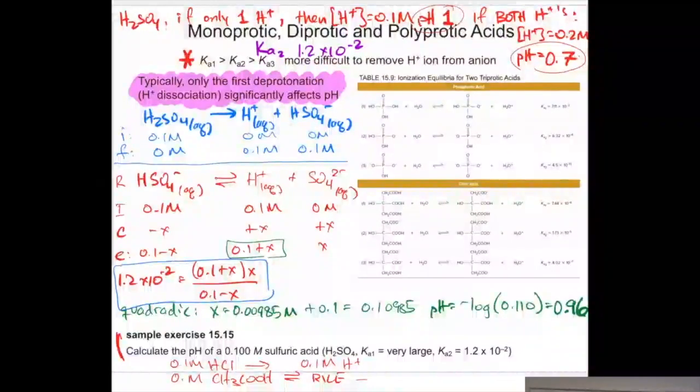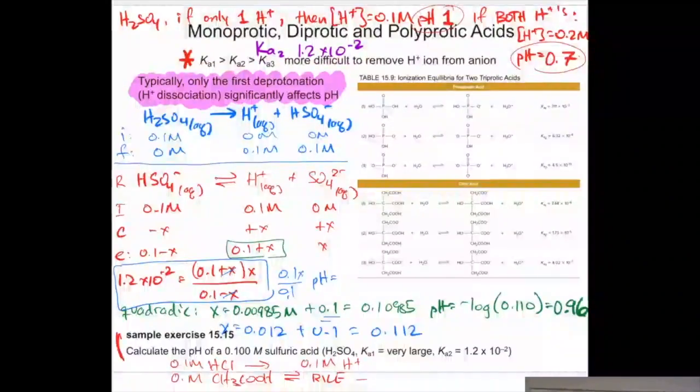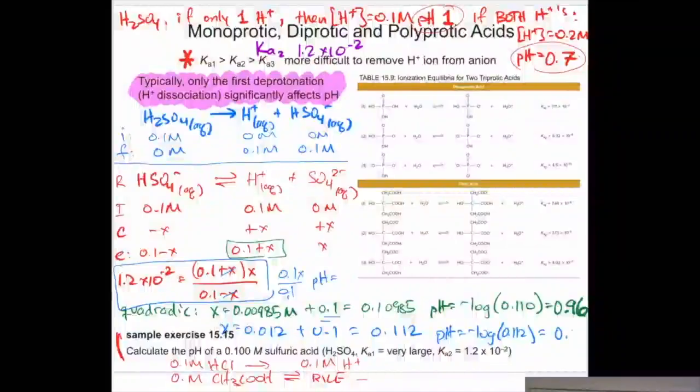If x was negligible, and we ignored that x and that x, look what happens. Here, let's put it here. If x is instead equal to 0.012 plus 0.1, that equals 0.112. So what's the pH of that? 0.95. So it is different, but not by a lot.